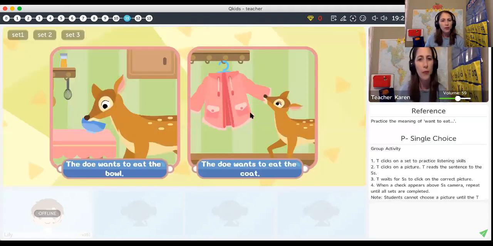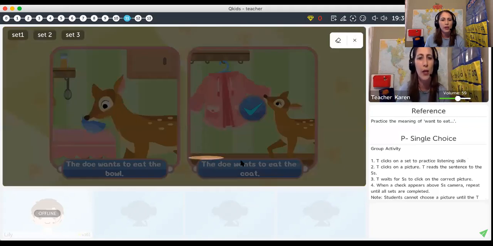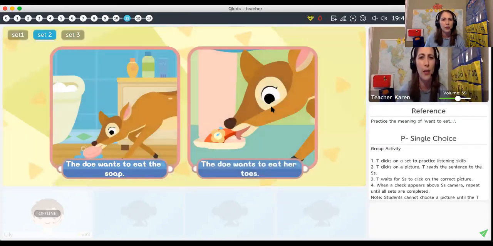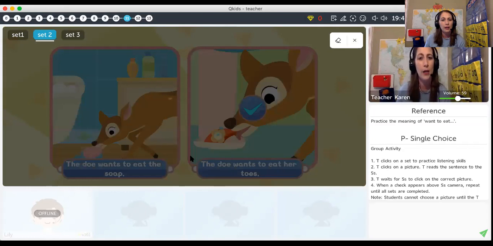Here, I just clicked on the doe wants to eat a coat. So I said, the doe wants to eat a coat. She clicked on it, and then I highlighted and said, okay, can you read? Good. Yes, the doe wants to eat a coat. What does this say? What does the doe want to eat? And then I had her read it. And I did the same thing with all of these. I clicked one, read it aloud, and then highlighted the sentences and had her read them.